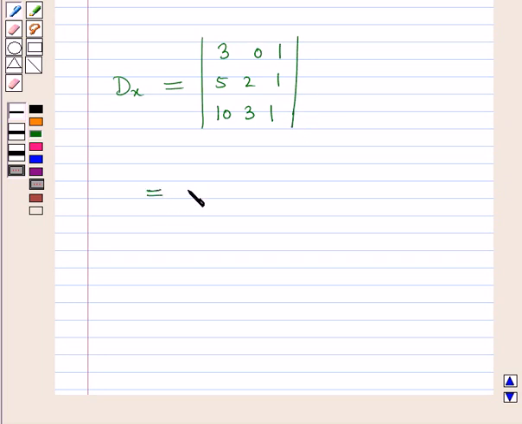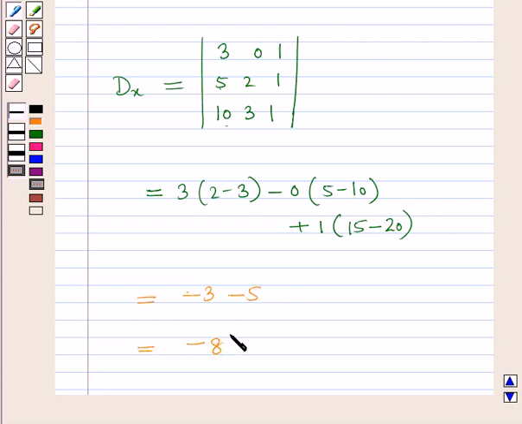On solving, this is equal to 3 into (2 minus 3), minus 0 into (5 minus 10), plus 1 into (5 into 3 is 15, minus 2 into 10 is 20). So this is equal to 3 into (2 minus 3 is minus 1), so 3 into minus 1 is minus 3. 0 into anything is 0, plus 1 into (15 minus 20), and 15 minus 20 is minus 5, and minus 5 into 1 is minus 5, so this will be equal to minus 8.